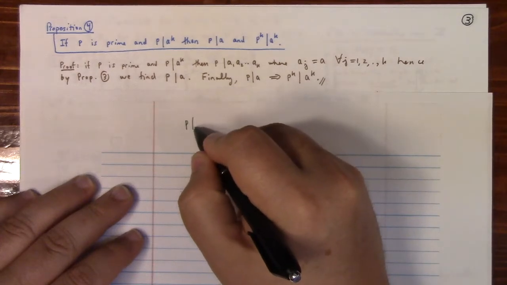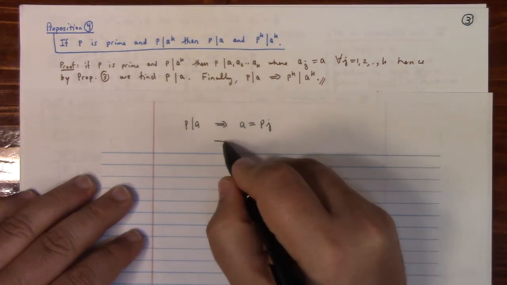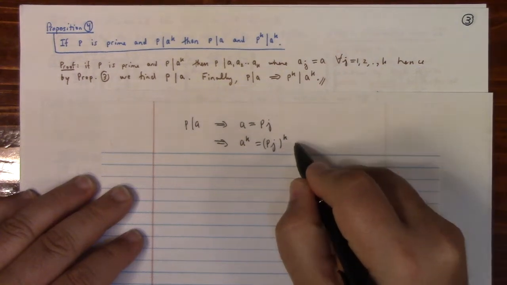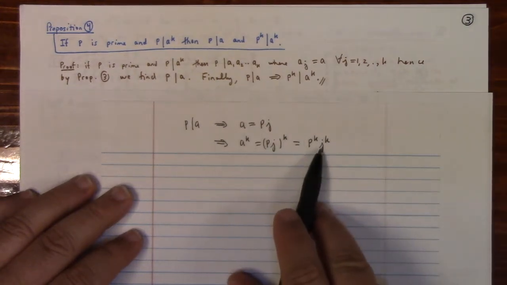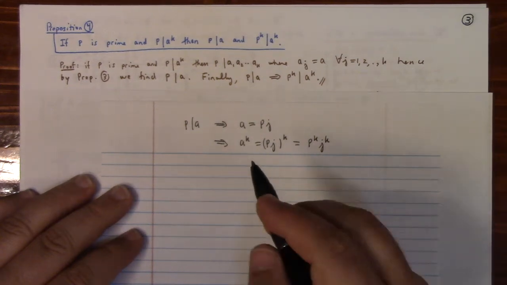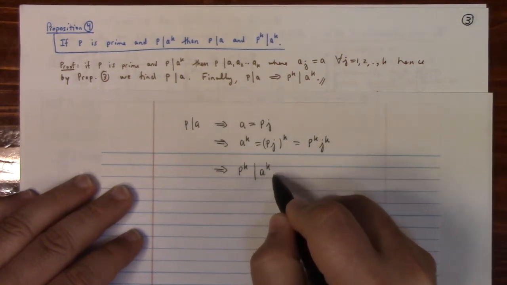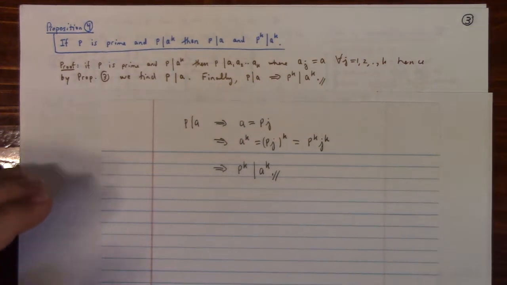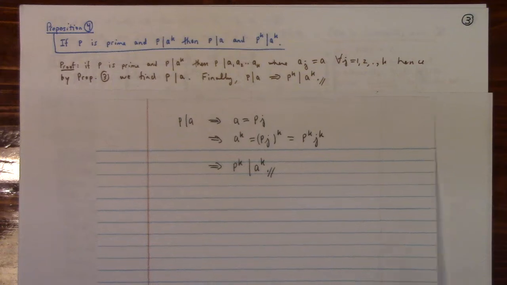Check this out though. p divides a implies a is equal to pj, right? Which implies that a to the k is equal to pj to the k, which by the way is p to the k, j to the k. So what does this show? This equation right here shows that a to the k is a multiple of p to the k. So that tells me that p to the power k divides a to the k. See? So if you're fuzzy on the theorem from the previous lecture, then don't let that get in your way. You can prove it directly from the definition, just like that. It doesn't have to be hard.